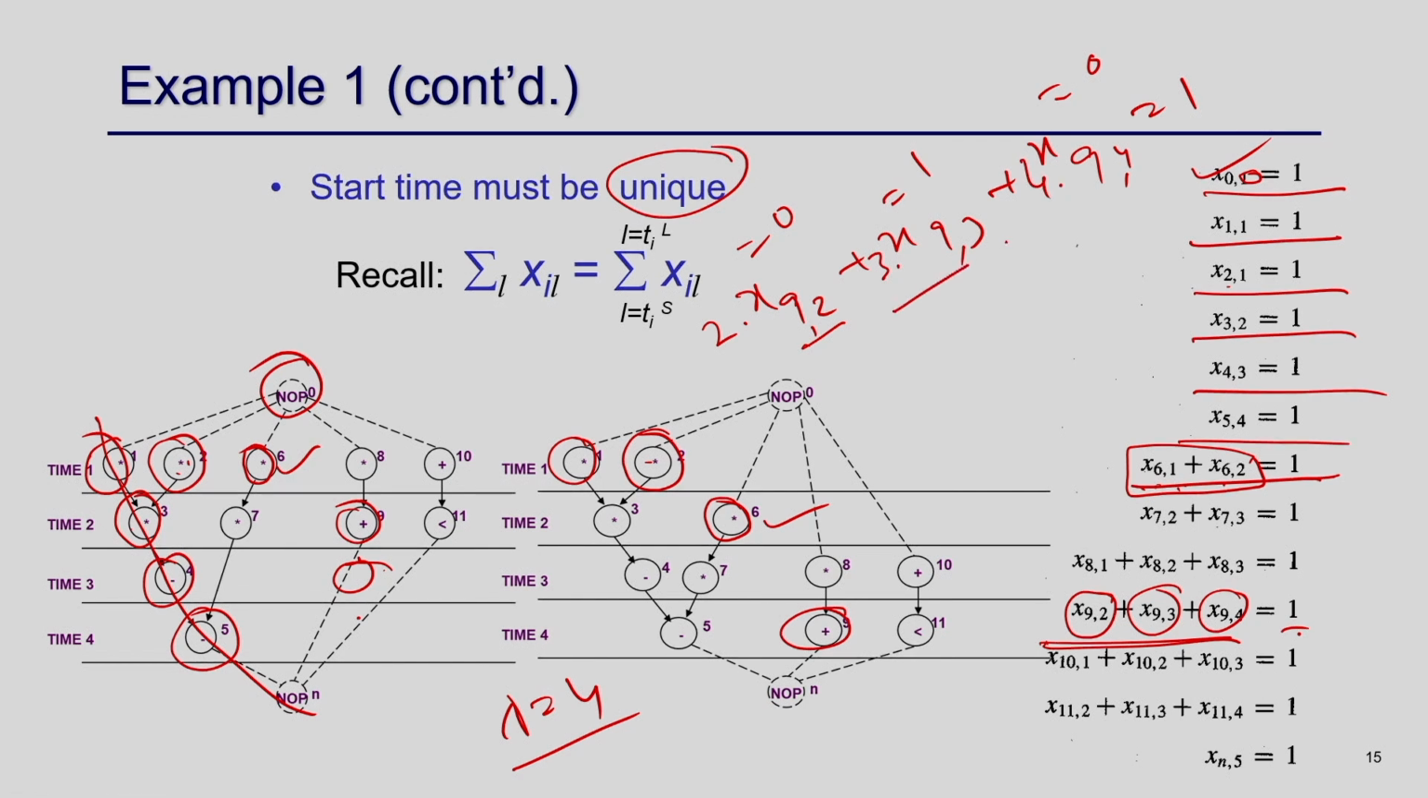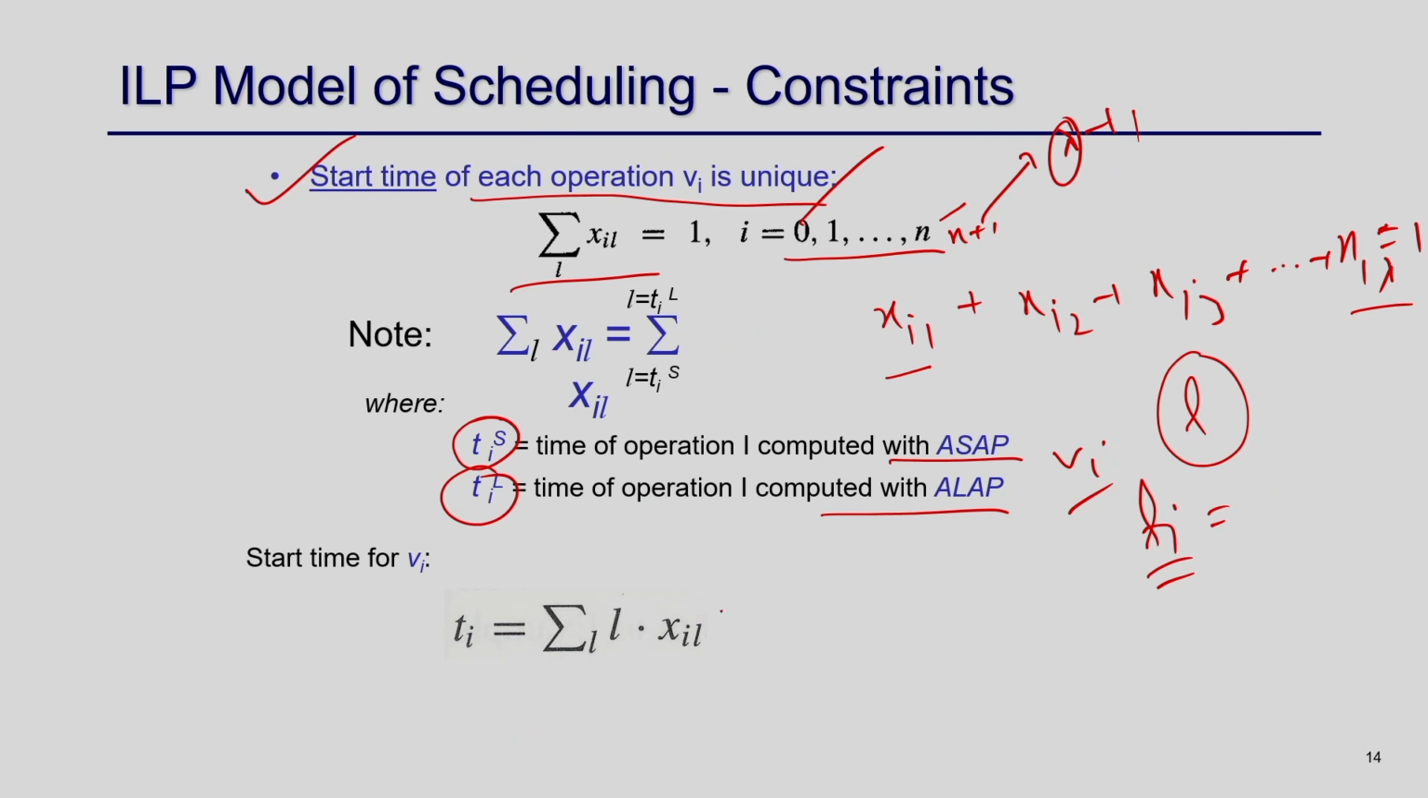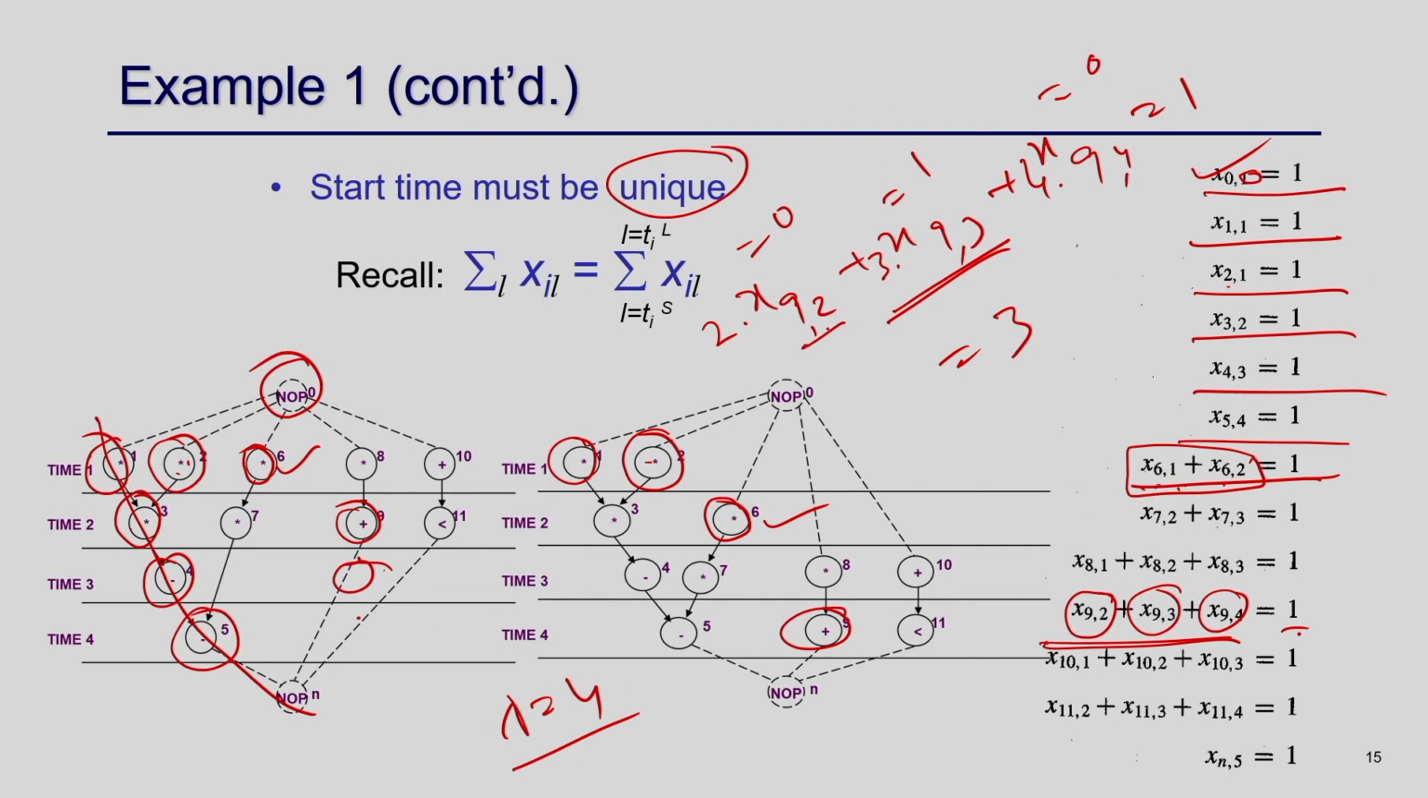So, if I multiply this with this, it will give me the 3, where it is scheduled in timestamp 3. That means if I multiply this x_il with L and take the summation, that will give me the timestamp where it is scheduled. As I explained, start time is given by this expression: this is a Boolean variable, one of them is true, and if it is true for timestamp L, multiplying that with L gives me L, which is the timestamp. If I take the summation, because the others are 0, only one term will be 1 and that will give me the timestamp.